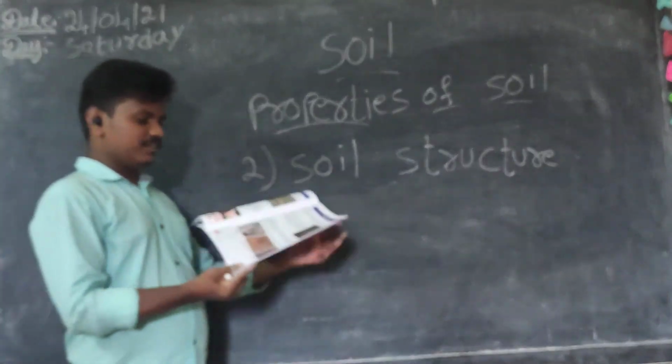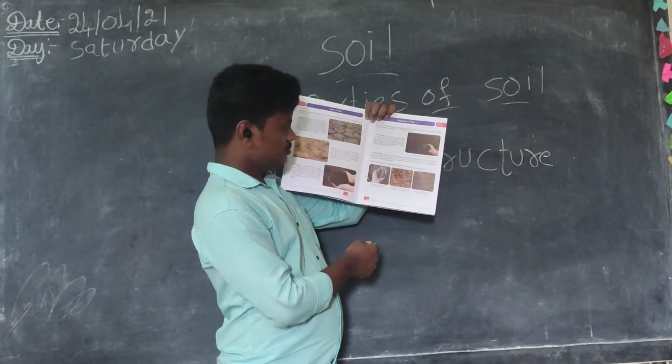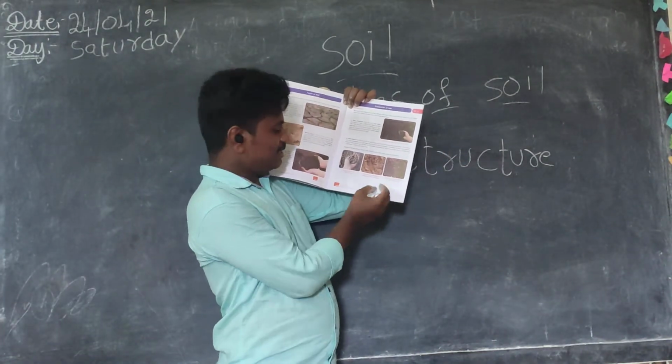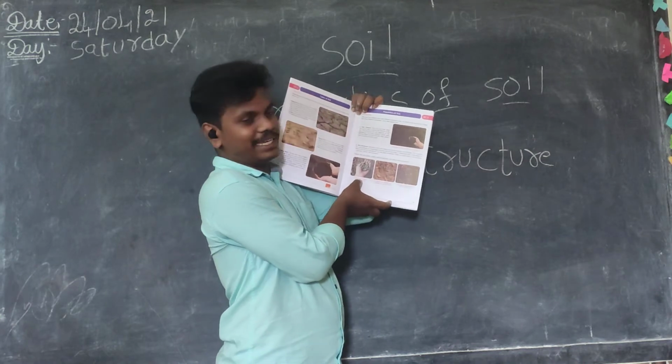So let us see here. There are three types of soil structure, right? The first one is blocky.